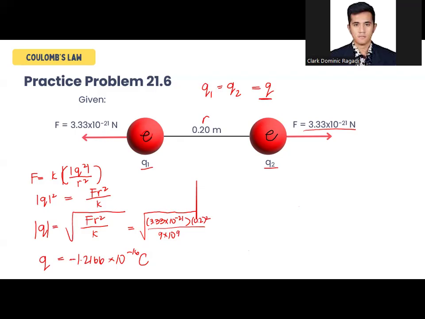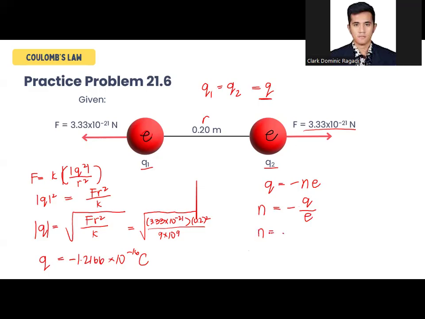Since you already have the charge of each of the particles, we can proceed to calculating the number of excess electrons. So we have the formula: Q is equal to, since we're dealing with electrons, negative NE. Let's rearrange. The number of electrons would be equal to negative Q over E. So let's put the values.